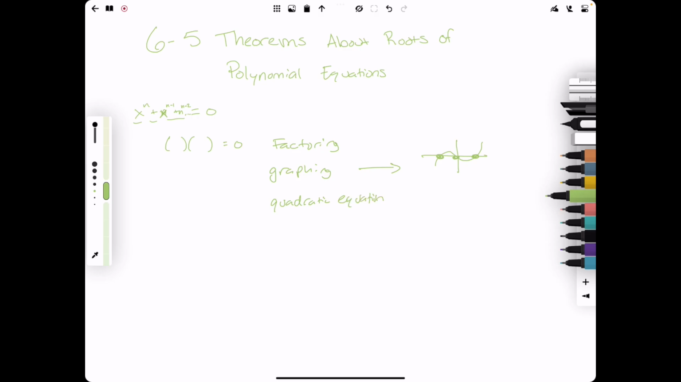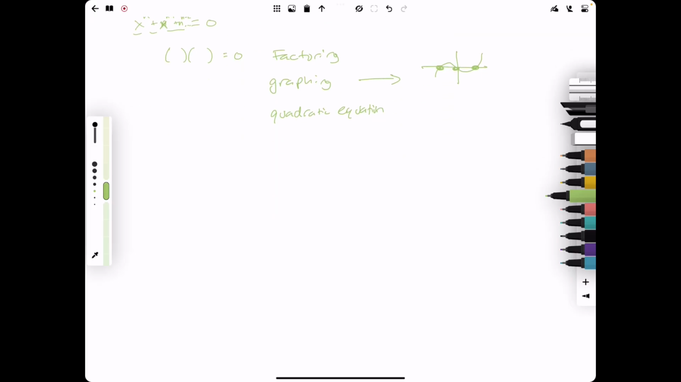We've talked too about how the degree, the highest power of the polynomial, determines how many roots there should be, right? Even if it means a root is repeated, a double root, a triple root. So the degree tells you how many you should have. Factoring is one method we've used, graphing, quadratic equation, but then there's other stuff, but I want to look at some patterns first.